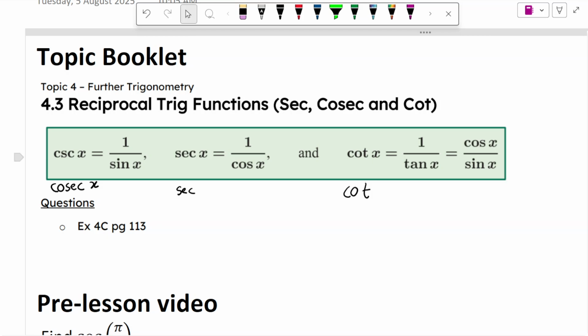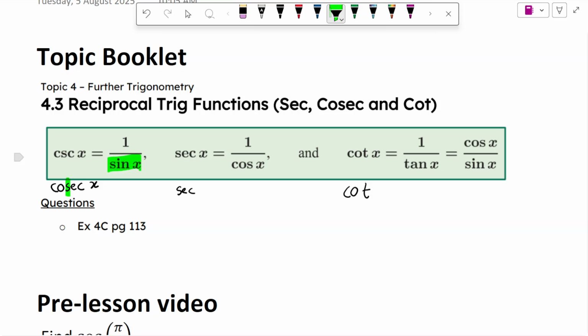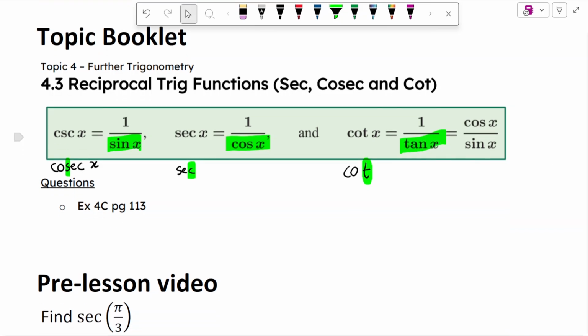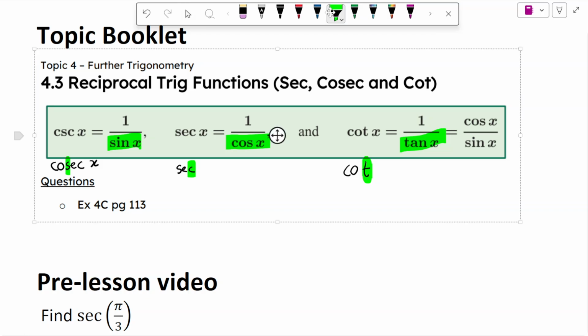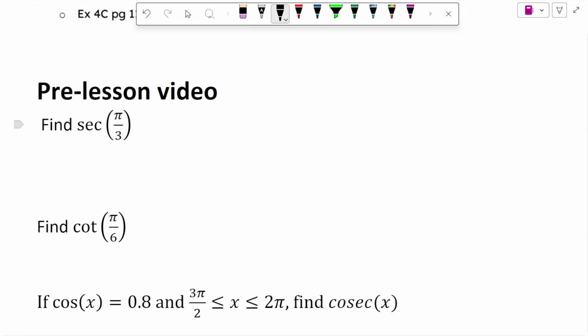My strategy, look at the third letter. S, this one's 1 over sine. C, this one's 1 over cos. T, this one's 1 over tan. You look at the third letter, you'll never get it wrong, as long as you write it as cosec and not cosc. Anyway, find sec of pi over 3.